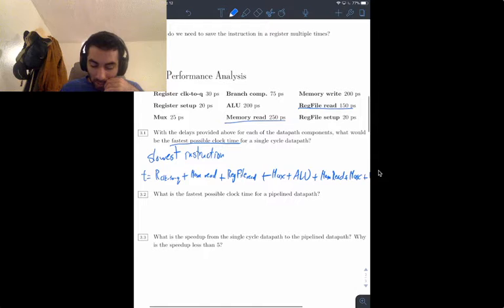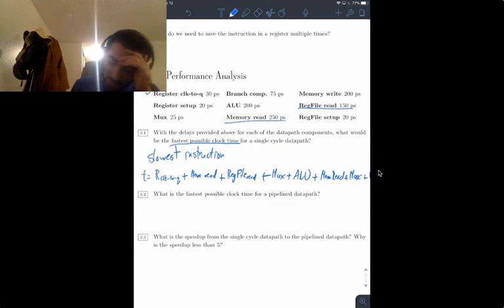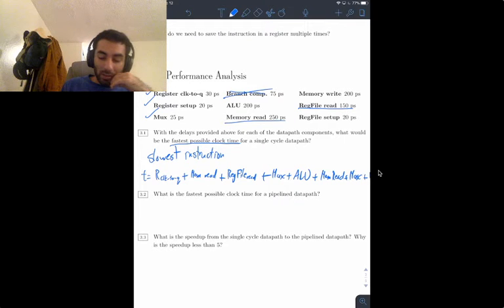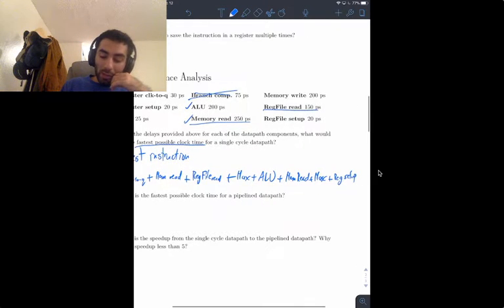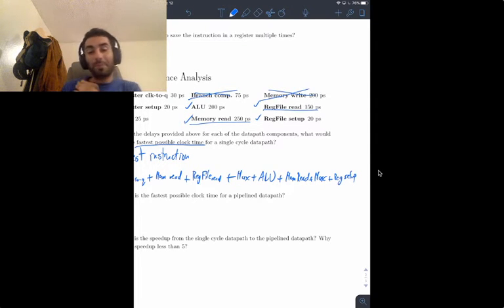Okay, cool. If we look, we utilize clock to Q, setup, mux, no branch comparator, which makes sense because the load doesn't use the branch comparison, ALU, memory read, and no memory write, since this is a load word, so we don't care about writing to memory. Reg file read, reg file setup.